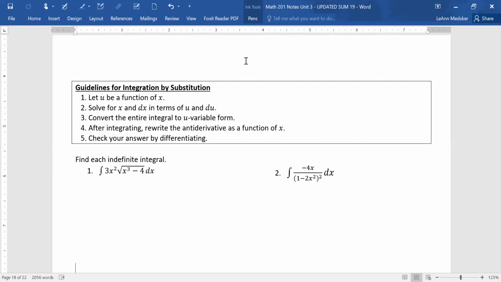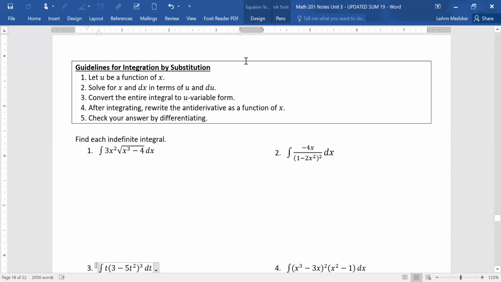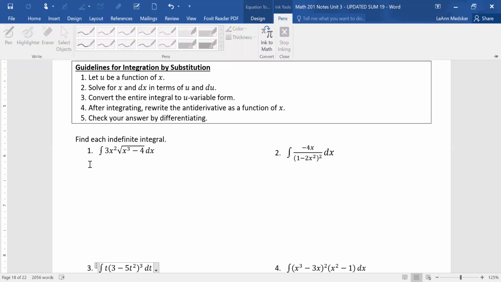You let u be a function of x, usually the inside function. Solve for x and dx in terms of u and du. Convert the entire integral to a u variable form. After integrating, we write the antiderivative back as a function of x, and you can check your answer by taking the derivative if you want to. So let's look at this first one here.